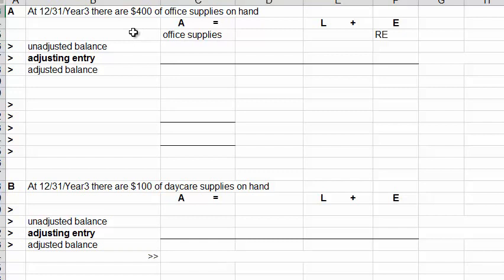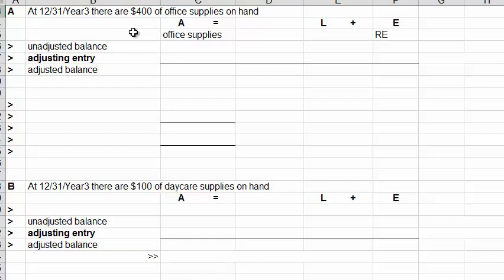So someone went to the supply closet, they opened up the doors, they counted all the office supplies in there, figured out the cost of them, and came up with $400. That $400, of course, represents the amount of supplies that have not been used yet, that are there to benefit the future, year 4 at very least, for sample daycare.